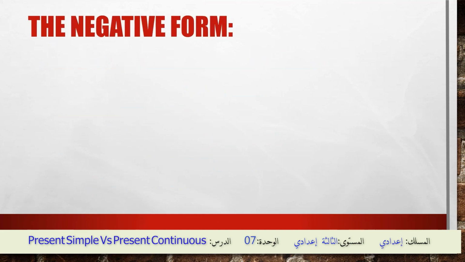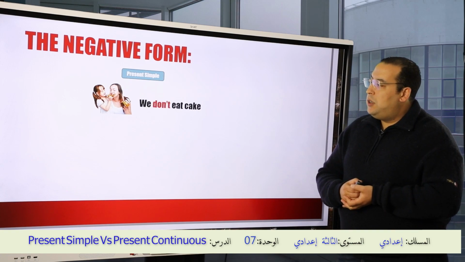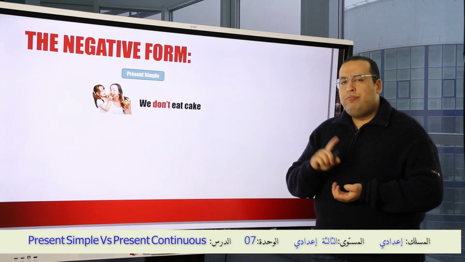Now we will move to the negative form of the present simple and present continuous. In the present simple, as you can see in the picture, they are eating what? They are eating, yes, pizza. So, these say, we don't eat cake. Don't.